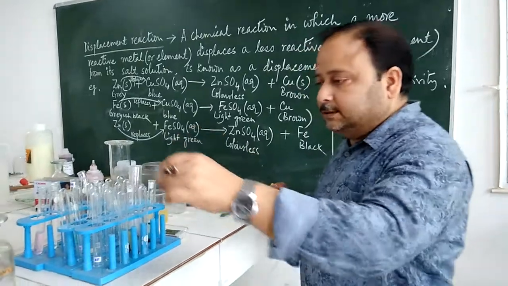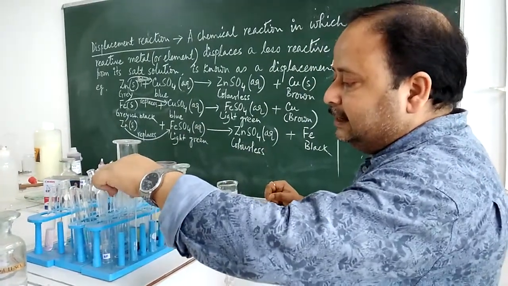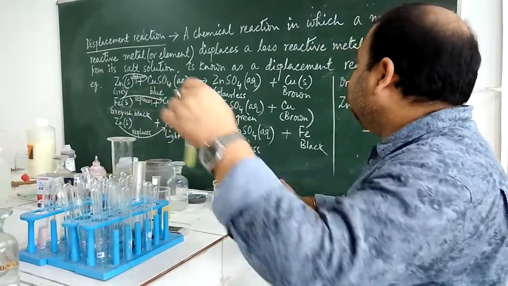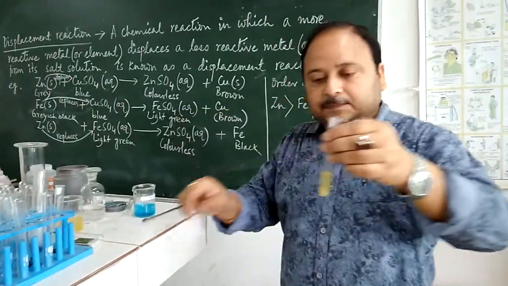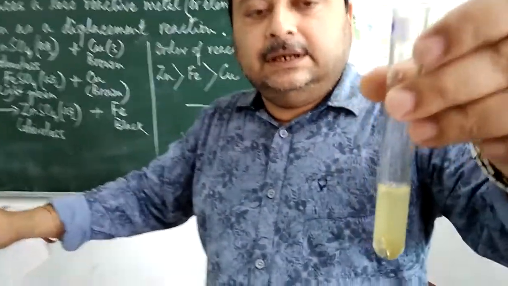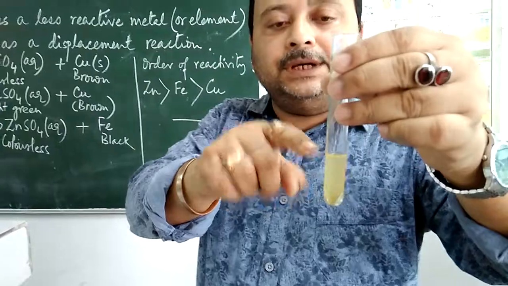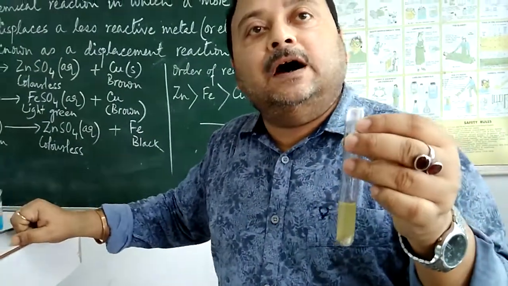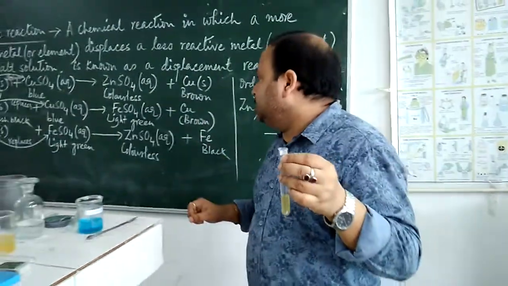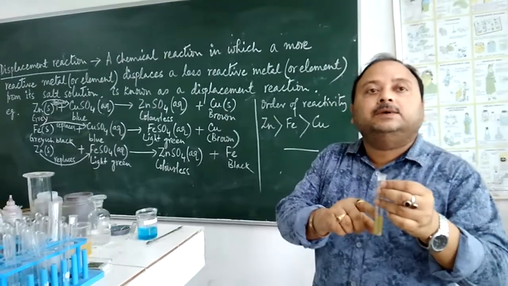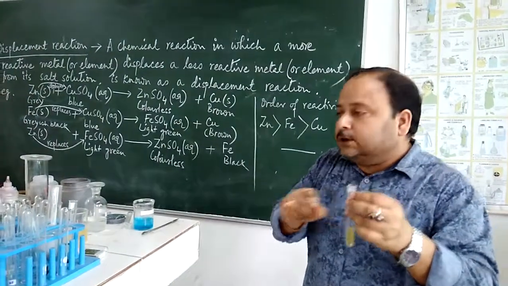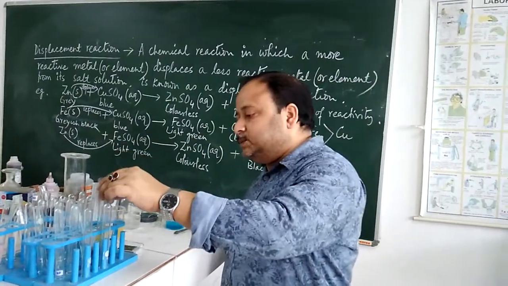In the third reaction, where we took zinc and we added this zinc to ferrous sulfate solution, we will observe the color change. In this case, zinc being more reactive than iron will displace iron from ferrous sulfate solution, and finally the solution will turn colorless. So I hope children you have understood what is the displacement reaction.